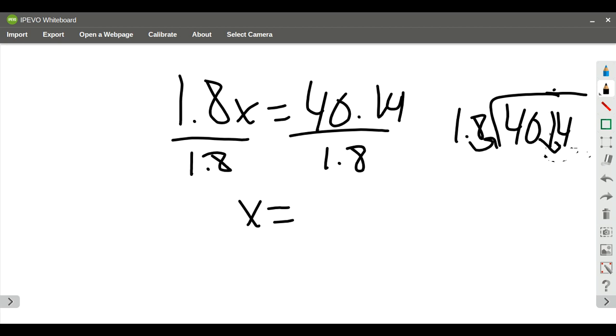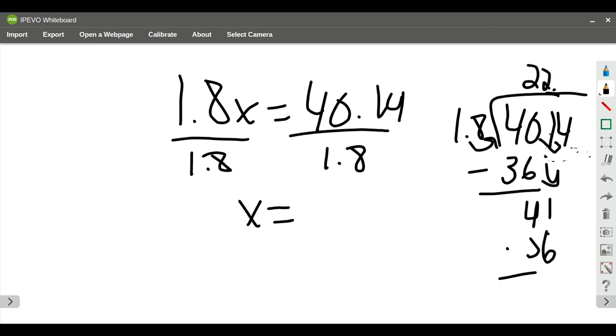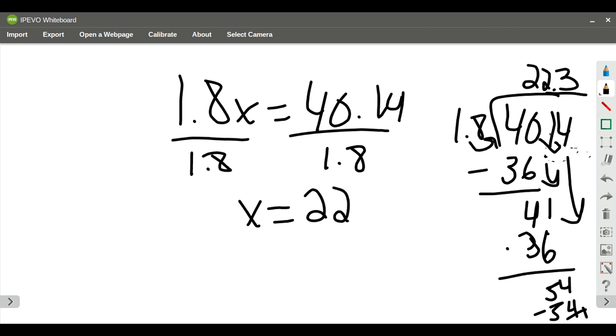go into 4014. So 18 is going to go into 40 twice. 18 times 2 is going to be 36. I'm going to subtract. I get 4 left over. I bring down the 1. 18 is going to go into 41 twice. That's going to be 36. I subtract. I have 5 left over. I bring down the 4. 18 is going to go into 54 3 times. That's 54. I subtract. I have 0 left over. So my answer is going to be 22.3.